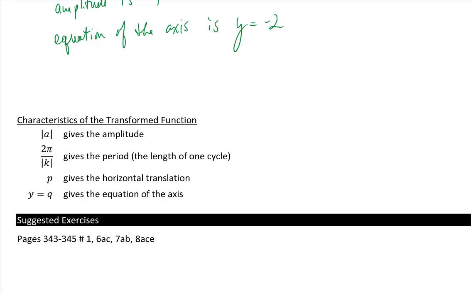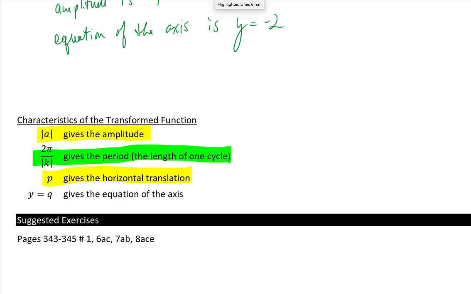So let's review some of the information we now have. The magnitude of A gives the amplitude of our graph. 2 pi divided by the magnitude of k gives the period, or the length of one cycle. P gives the horizontal translation, and y equals q gives me the equation of the axis.